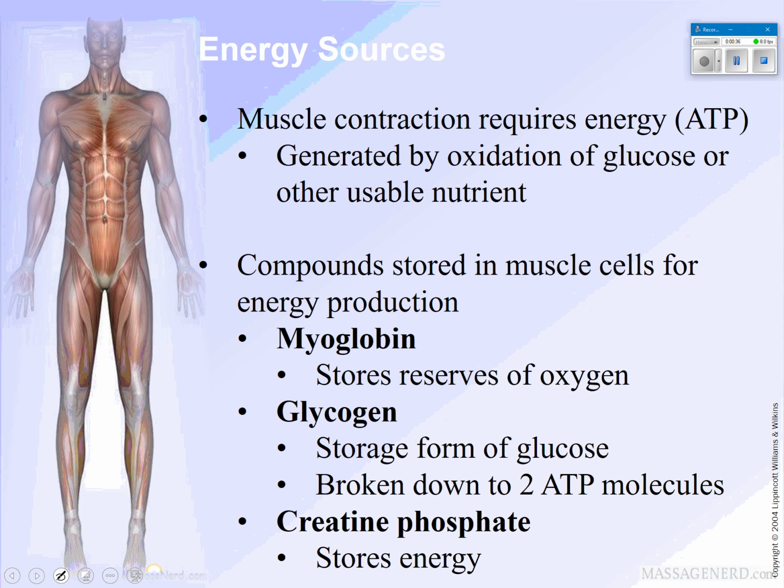Glycogen passes from the blood into the contracted muscle fibers. So you have a storage form of glucose. It's broken down to two ATP molecules. Your creatine phosphate, these are your energy-rich molecules, so it stores energy. Together, the creatine phosphate and the ATP are going to provide enough energy for muscles to contract maximally for about 15 seconds. So it's sufficient for small bursts of activity.